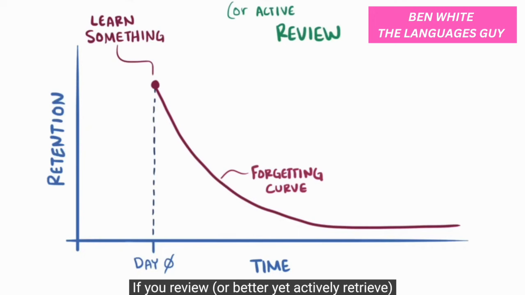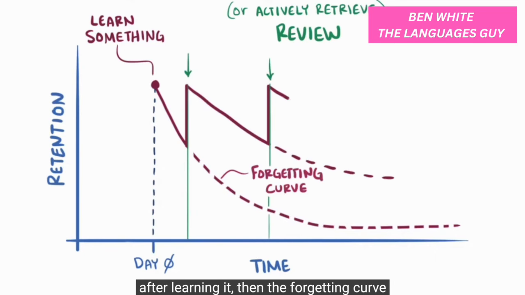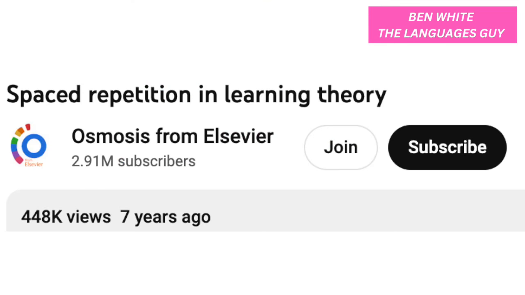Maybe one sentence or even half a sentence at a time to start off with. Then, once you've learned some or most of the words, you can commit them to long-term memory using spaced repetition. This video by Osmosis from Elsevier explains the general concept really well. Link in the description. Specifically related to language learning, this means revisiting each of your chunks after, say, 30 seconds, a minute, 3 minutes, 10 minutes, the next day, the next week.